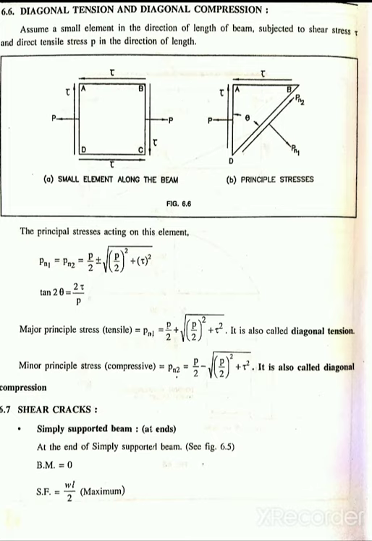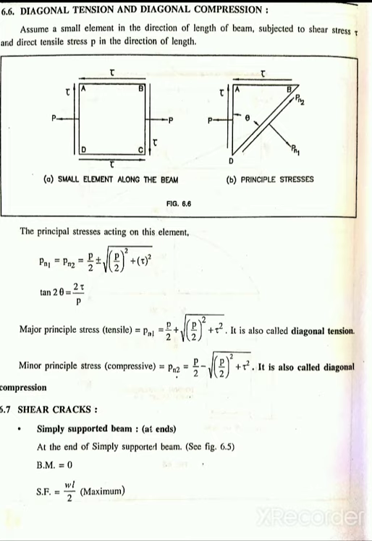Now the next topic is diagonal tension and diagonal compression. So first of all, assume a small element in the direction of the length of a beam subject to a shear stress tau and direct tensile stress P in the direction of length.